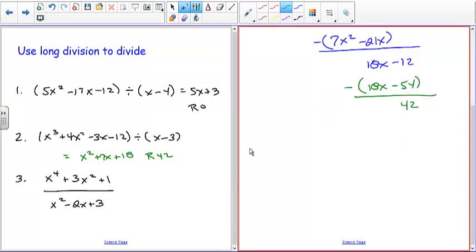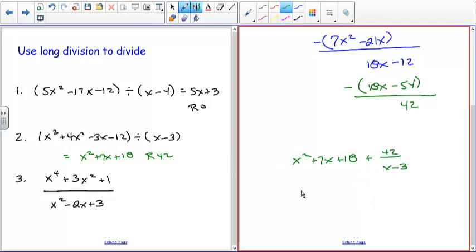Another way of writing that would be x squared plus 7x plus 18 plus 42 divided by the original thing we're dividing by. So that's another way of doing it. It's not really, it is the remainder, but this is the actual thing.